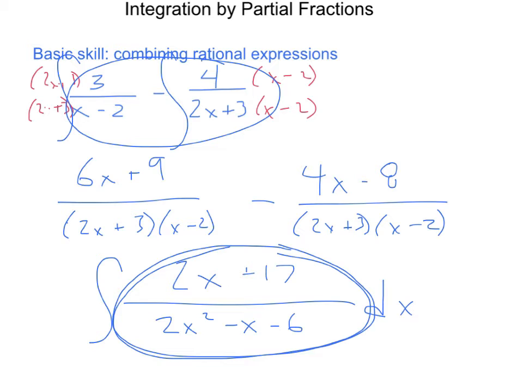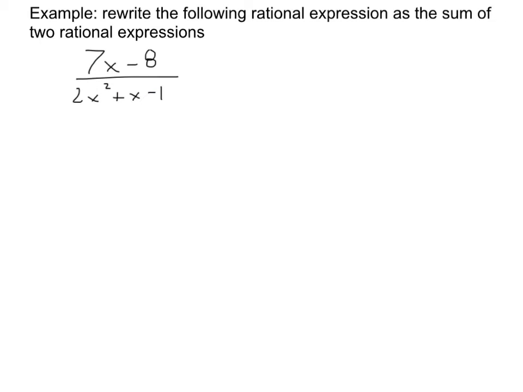So the integration by partial fractions is basically about how to take something like this and decompose it into two smaller fractions. Okay, so that's what this lesson is going to be about. So, as an example, I'm not going to do the integral. I just want us to figure out how to rewrite this rational expression as the sum of two rational expressions. Right? The first step is basically recognizing that denominator down there, that x squared thing, must have come from two separate factors. So let's figure out what they are.